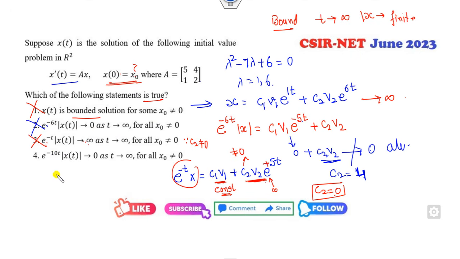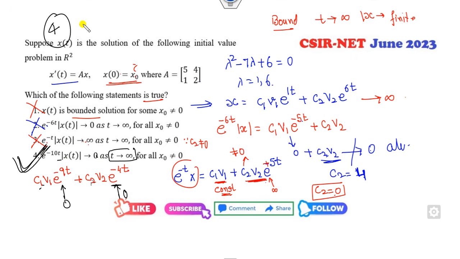When you take e raised to power minus 10t, then C1 V1 e raised to power minus 9t plus C2 V2 e raised to power minus 4t. Now clearly this will go to 0 as t approaches infinity, whatever the C1. This will also go to 0 whatever the C2. If both are 0, then again it goes to 0. If one of them goes to 0, then again 0. In all cases, the fourth is the right answer of the problem.